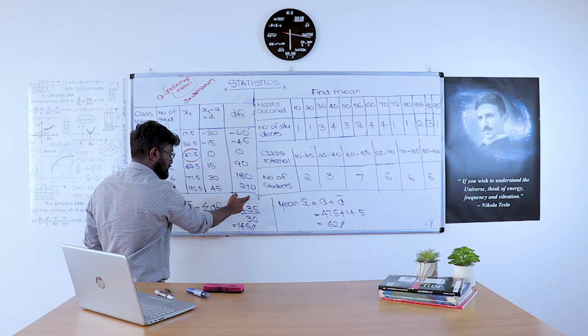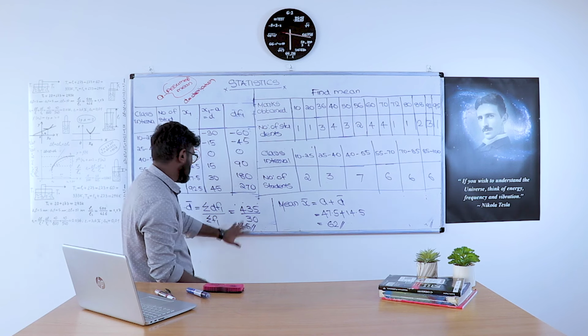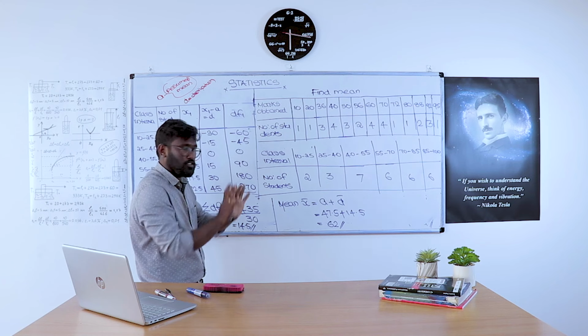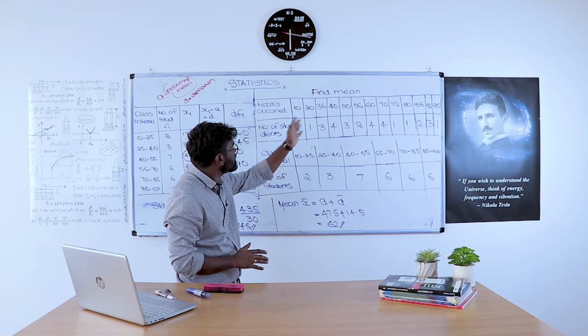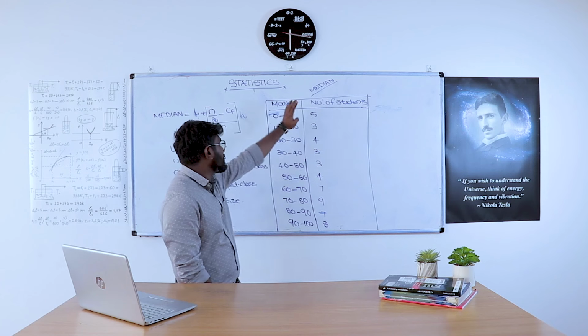How will you find it? Summation of dfi by summation of fi. Find the sum of these values and divide. Then you have the mean deviation. Then how will you find the mean? Mean deviation plus assumed mean is the mean. This is the assumed mean method. Okay, so moving to the next problem.